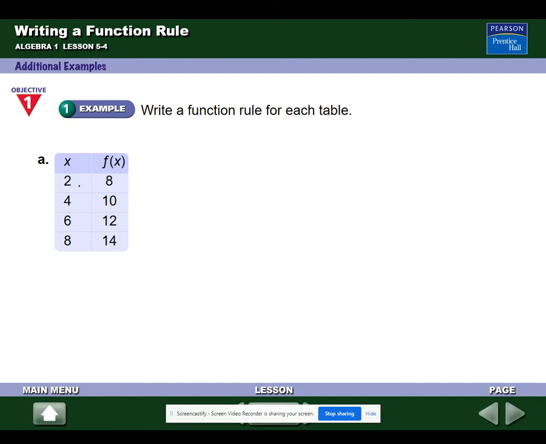Let's think of a different way. Actually, I skipped over the easiest way because I wanted to give you an alternative. Wouldn't you just add 6, add 6, add 6, and add 6? So this function rule, and do use the heading that they use here, isn't y, it's f of x is equal to x plus 6.